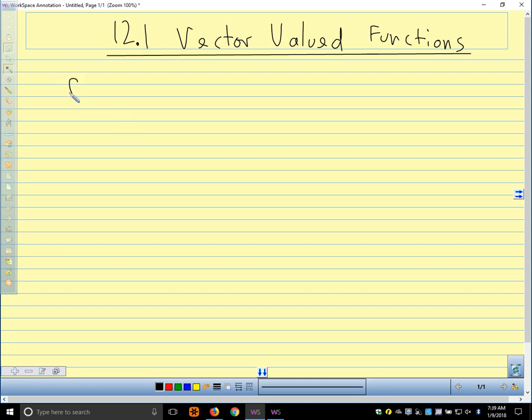So our normal functions that we've talked about since algebra are explicit. And explicit functions are something like y equals f of x. You plug in x and you get a y. So every x value gives you a y value, and for every x value you get a coordinate in the plane.